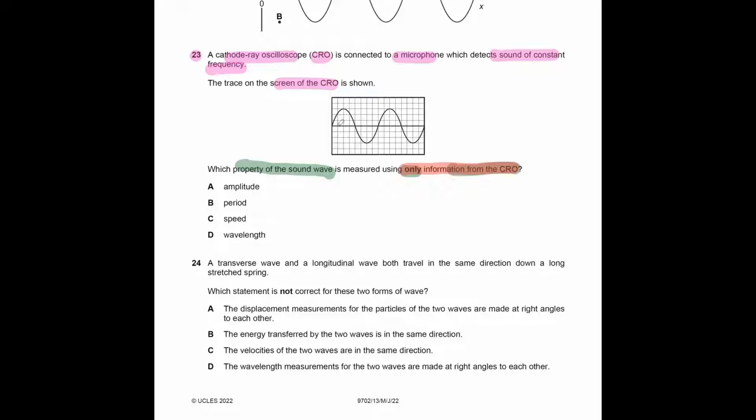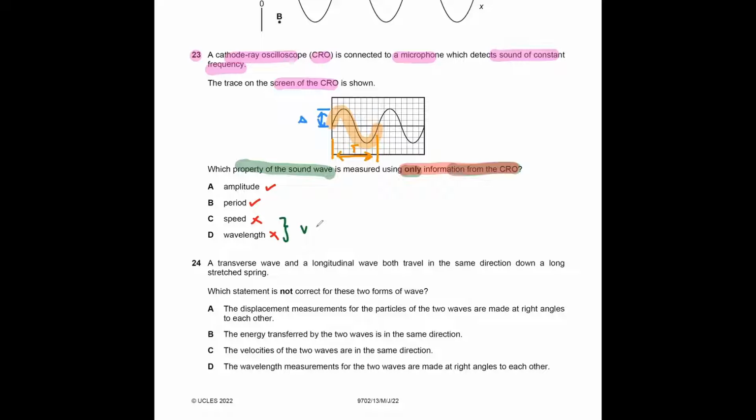Usually from looking at this waveform, you can easily say that this part here is going to be your period T, and then this part here is going to be your amplitude A. Okay, so you look at the answer choices. What can you determine using only information from the CRO? It seems amplitude is in, period is in, and when you're talking about speed and wavelength, these two are obviously out because you cannot see them directly from your CRO measurements. You actually have to use a specific equation to calculate them.